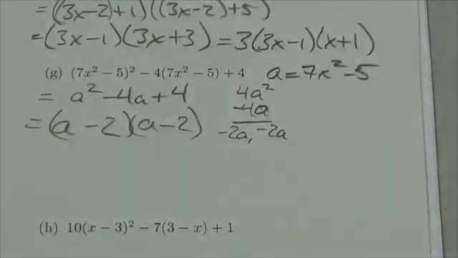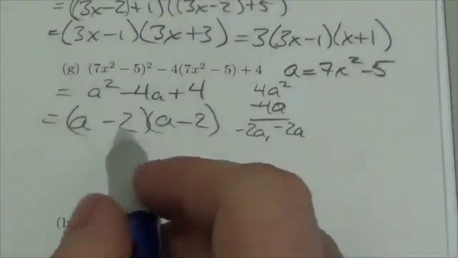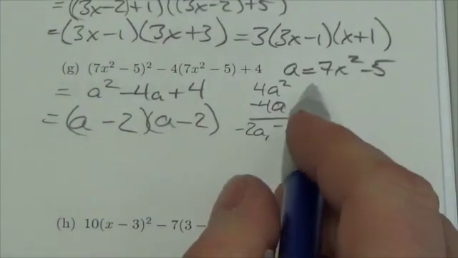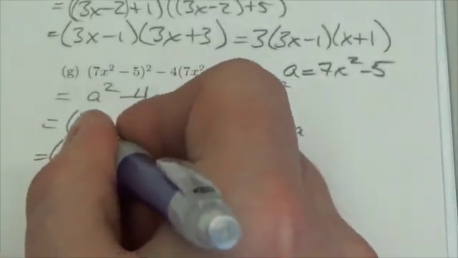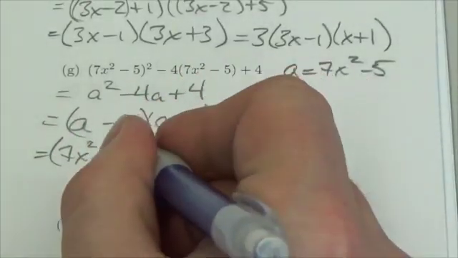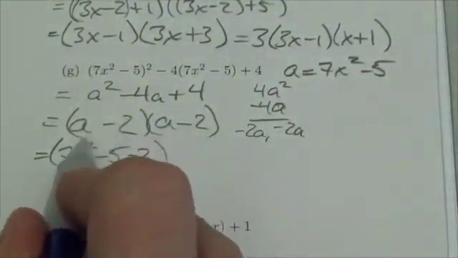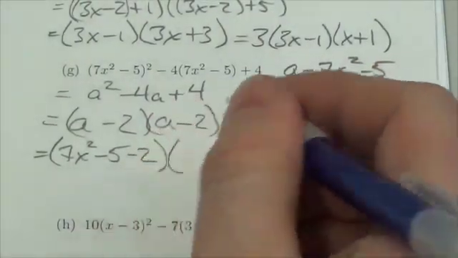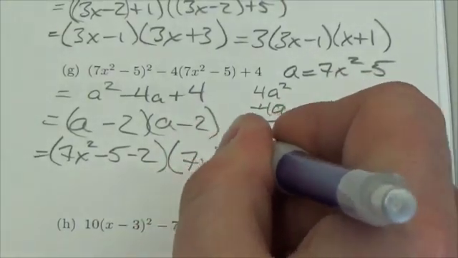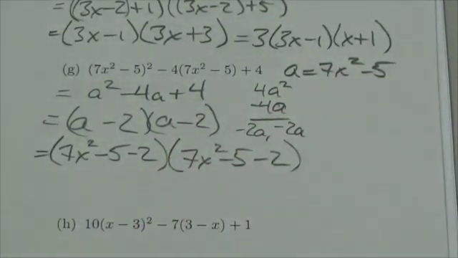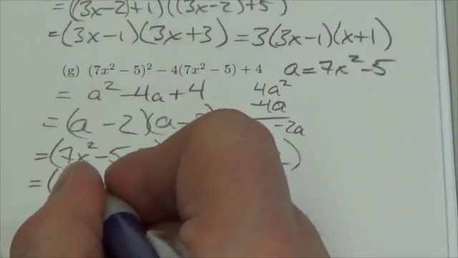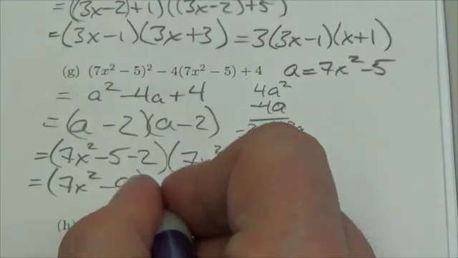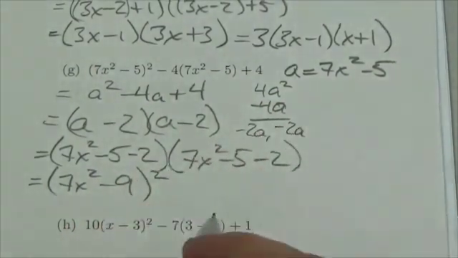Now I'm going to erase those little tools that I used to help me out here, and I'm going to replace the a with the 7x squared minus 5. So this is going to become 7x squared minus 5 minus 2. So this is my a, there's my minus 2. And then 7x squared minus 5, and again minus 2, because the binomial here is exactly the same. And so this becomes 7x squared minus 9, and I might as well at this point put minus 9.